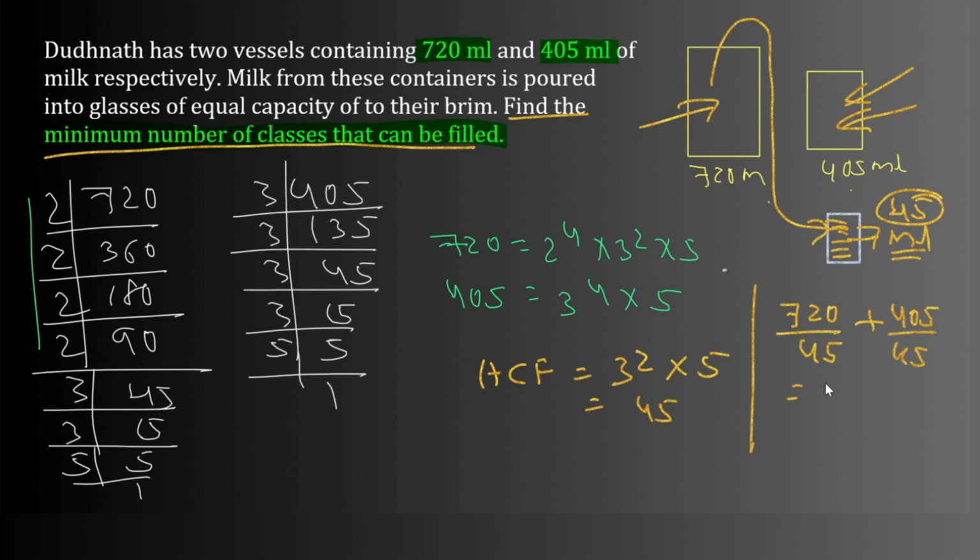So now we can say that the final answer should be what? 720 plus 405, whatever it comes, so that is 1125 divided by 45. So if I divide it by 45, what does it result in? 25. So we'll say that the number of glasses, which we have to find out, will be a minimum of 25.